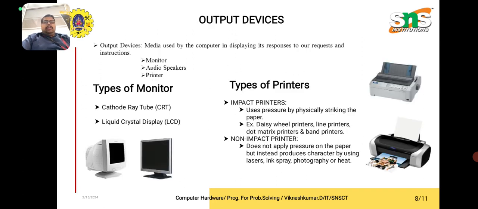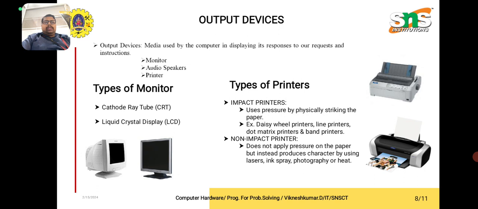An output device is the media used by the computer in displaying responses to our instructions and requests. Output devices consist of monitor, audio speaker and printer. Types of monitor: cathode ray tube and liquid crystal display. Types of printer: impact printer and non-impact printer.